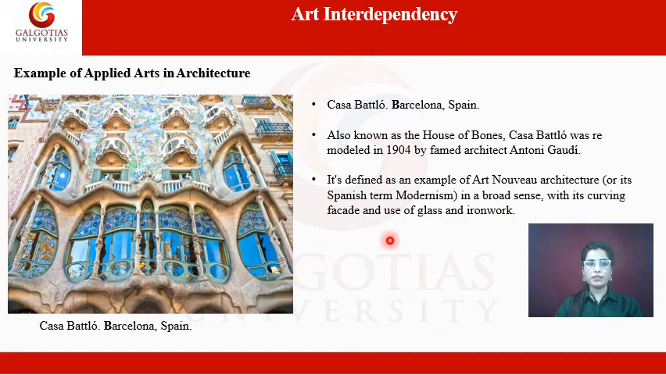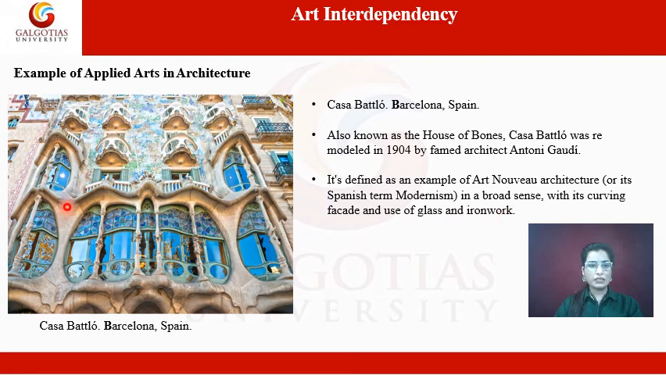Here are given some examples of applied art in architecture. Basically, this is the building in Barcelona, Spain, which is known as the Casa Batlló. Casa Batlló in Barcelona, Spain, also known as the House of Bone. Casa Batlló was remodeled in 1904 by famed architect Antoni Gaudí. It is defined as an example of Art Nouveau architecture, or its Spanish term modernism, in a broad sense, with its curving facade and use of glass and iron work.